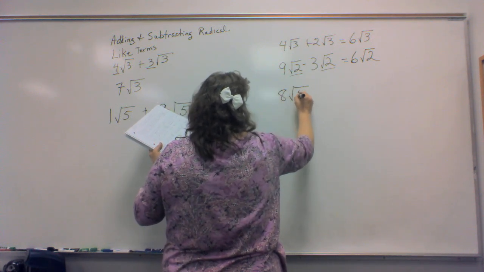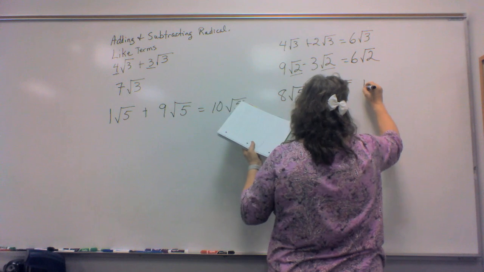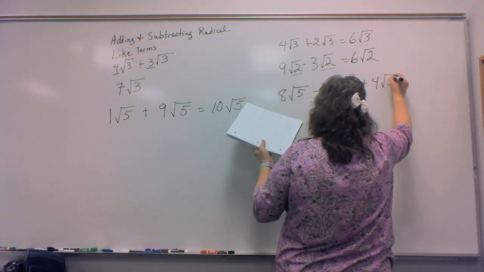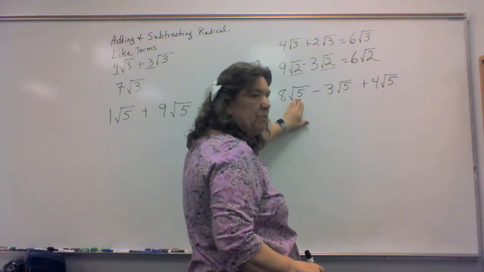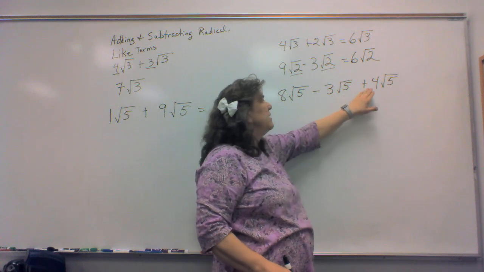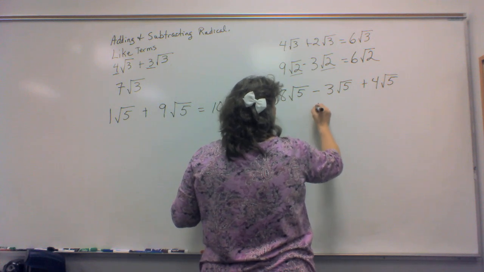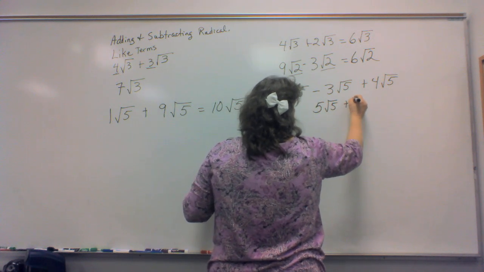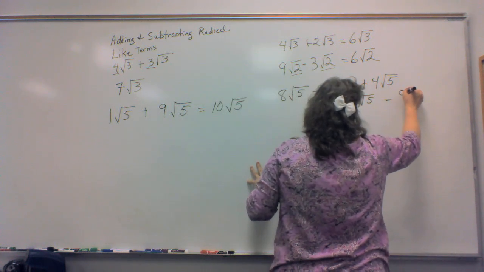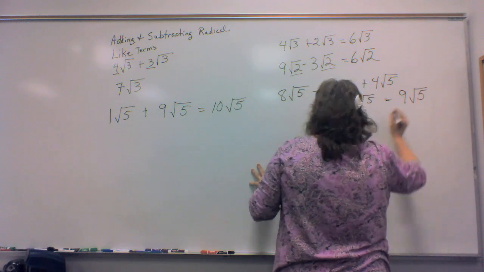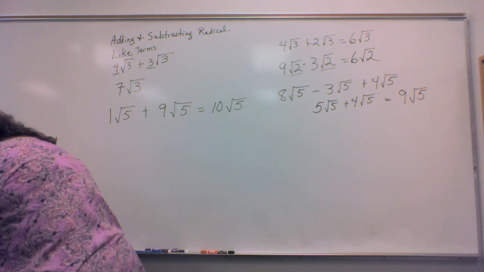Let's look at one a little bit more complex. 8 square root of 5 minus 3 square root of 5 plus 4 square root of 5. So our first step is let's check and make sure they're like terms. Square root of 5, square root of 5, and square root of 5. So they are like terms. 8 minus 3 is 5 square root of 5 plus 4 square root of 5. 5 plus 4 is 9 square root of 5. As you see, it's just simply adding like terms.